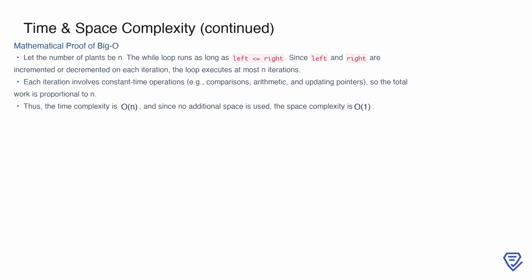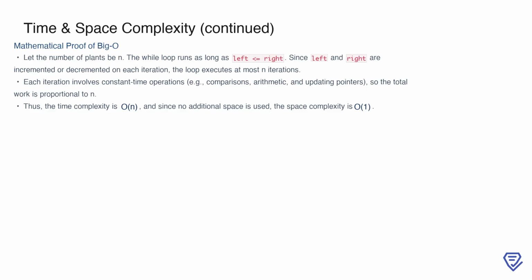To mathematically prove the big O notation, let's consider an array of n plants. The condition for the while loop is left equals right, and in every iteration, either left is incremented or right is decremented. This means that the loop executes at most n iterations, as both pointers progress toward each other from opposite ends of the array. Within each iteration, only constant time operations are performed.